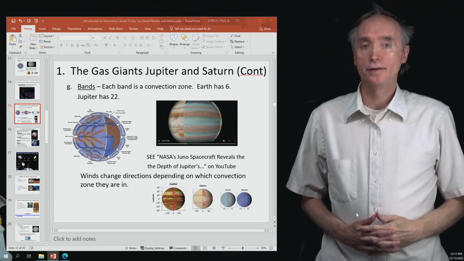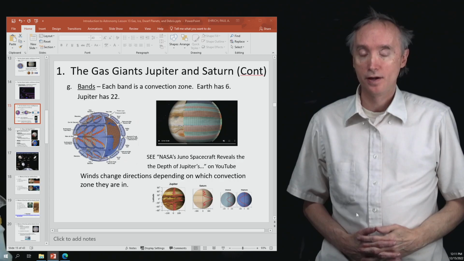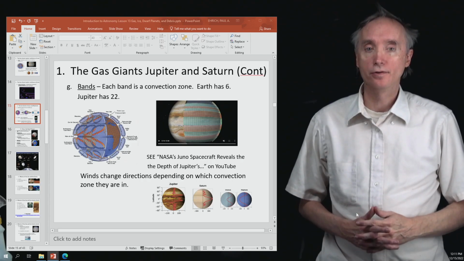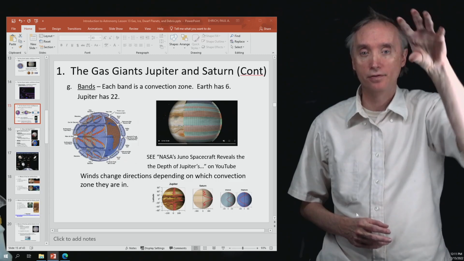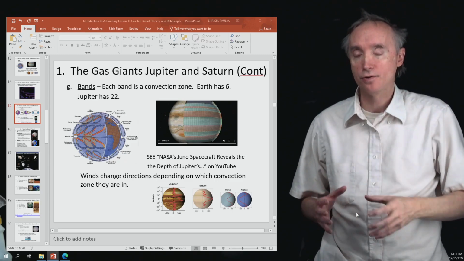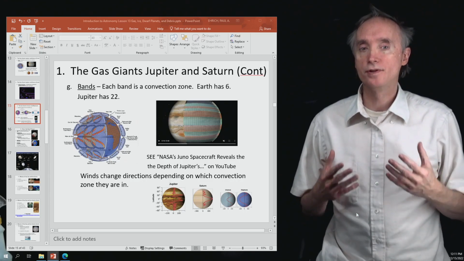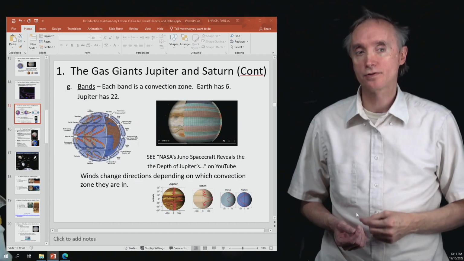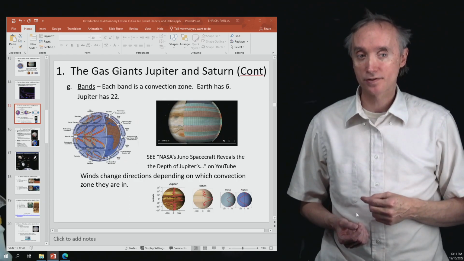Okay, I'm back, and now we want to talk about the bands of Jupiter. Each of those bands is a convection cell. So if you remember, Earth had 3 convection cells in the north, and then it had 3 in the south for a grand total of 6 convection cells. If the Earth was not rotating, then the Earth would have just 1 convection cell in the north, and it would have 1 convection cell in the south.